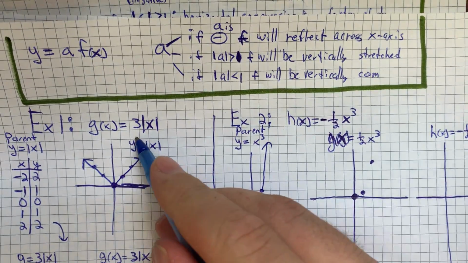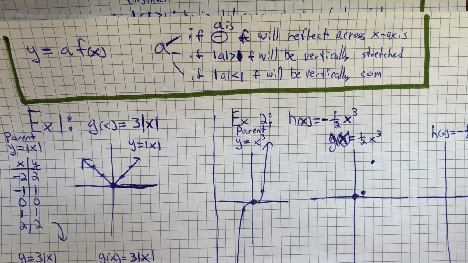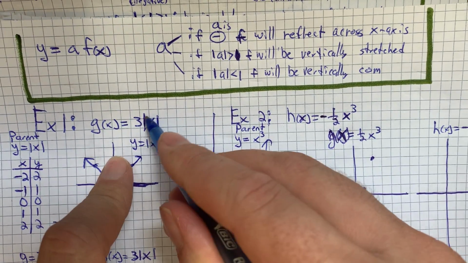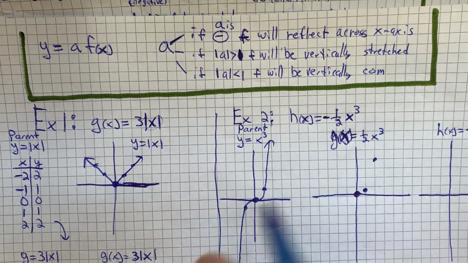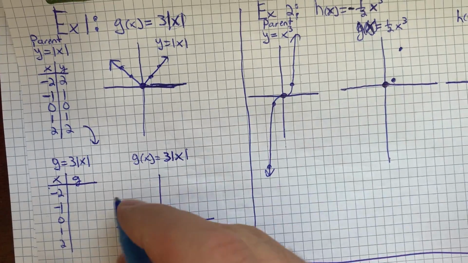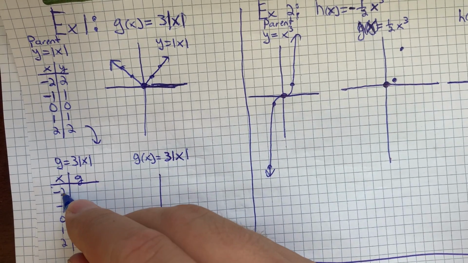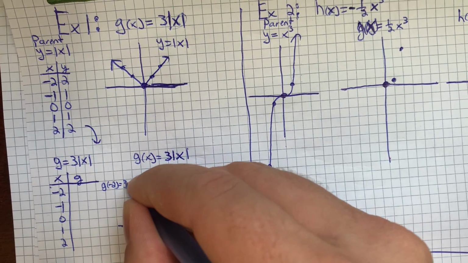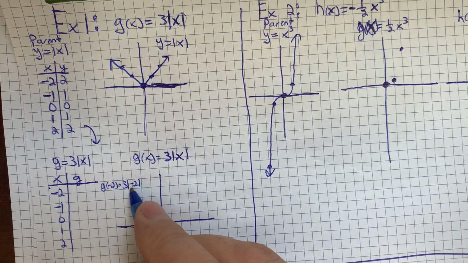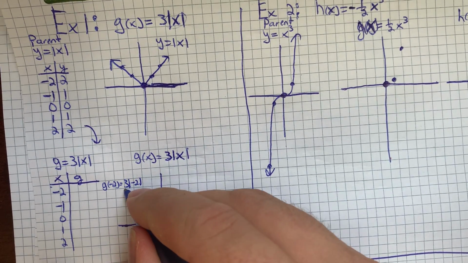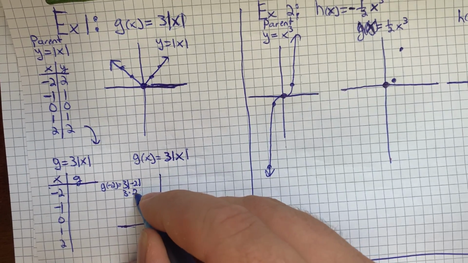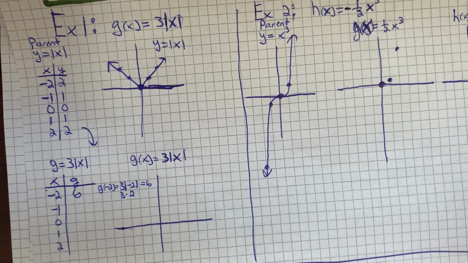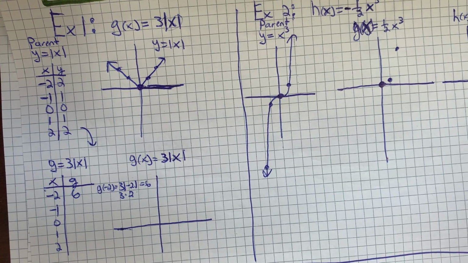What happens if I put a 3 in front of the absolute value sign? Well, what's going to happen is I'm going to do the absolute value of x and then take all of those y values and multiply them by 3. Let's look what this looks like in the table. So if x is negative 2, g of negative 2 is 3 times the absolute value of negative 2. Absolute value of negative 2 is 2, and 3 times 2 is 6. So when x is negative 2, the y value is 6. Okay?